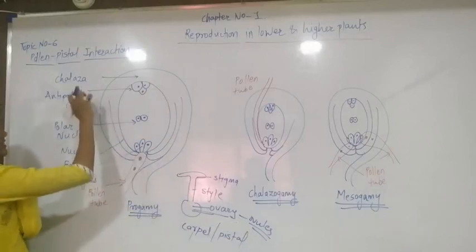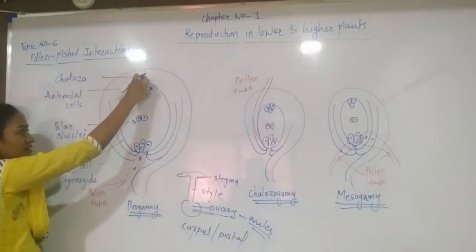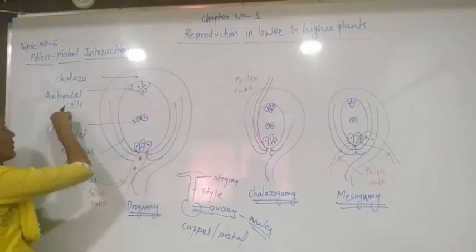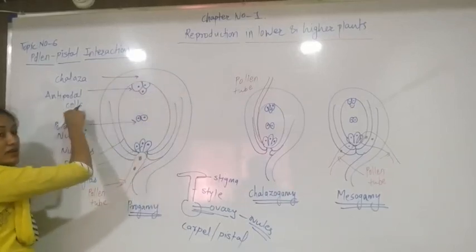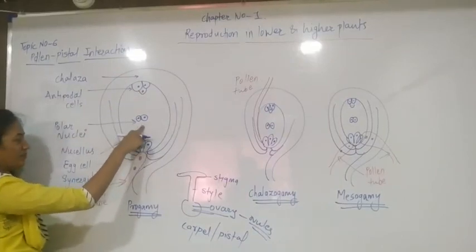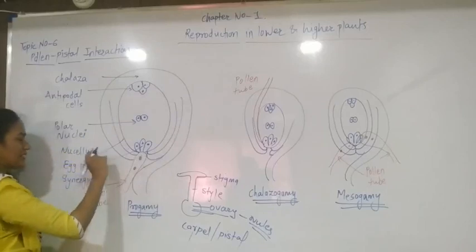This ovule has different parts. The chalazal end is the attachment of the embryo sac with the integuments. The antipodal cells provide nourishment to the egg cell. The polar nuclei are required for the fertilization purpose. The nucellus is nothing but the sac-like structure.